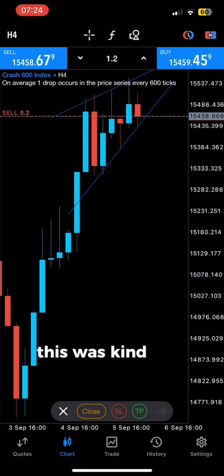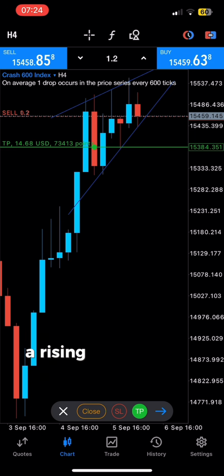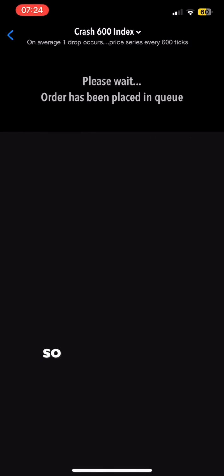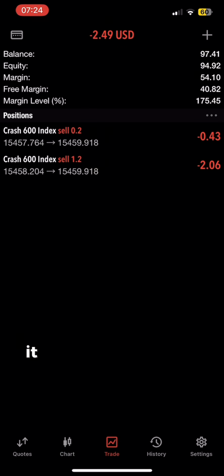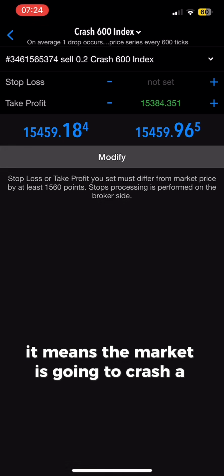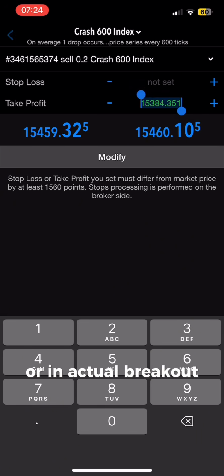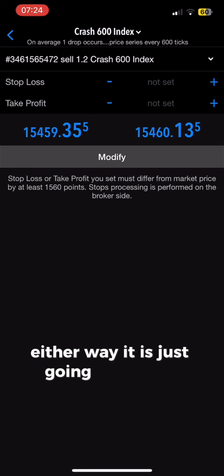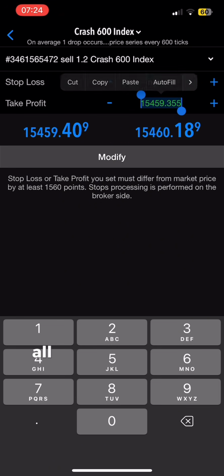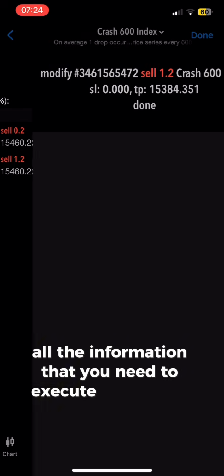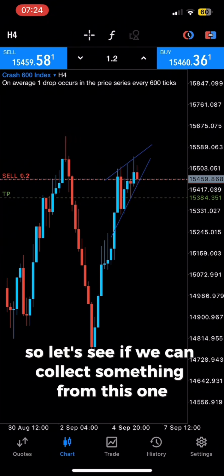As you can see, this was kind of a rising wedge, or a pennant rather. A rising wedge usually breaks to the downside, so we are just waiting for that breakout. And since this is crash, it means the market is going to crash a little bit, for a fake breakout or an actual breakout. Either way, it is just going to sell for some time. This is the information that you need to execute the market. So let's see if we can collect something from this one.